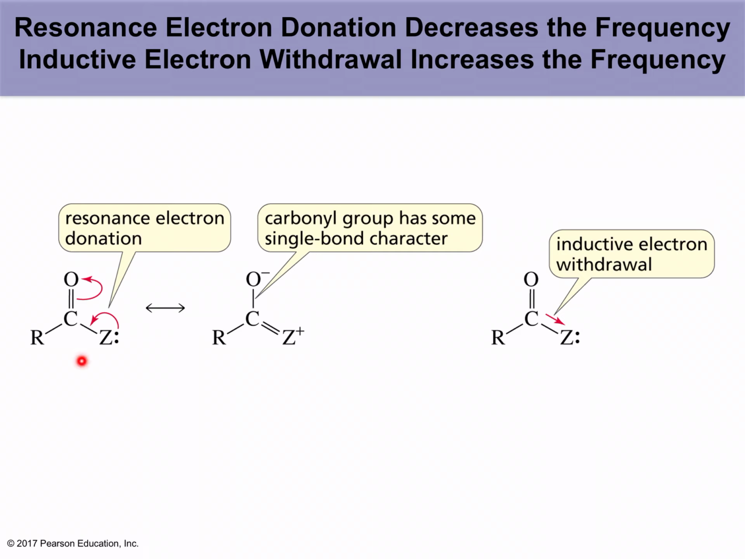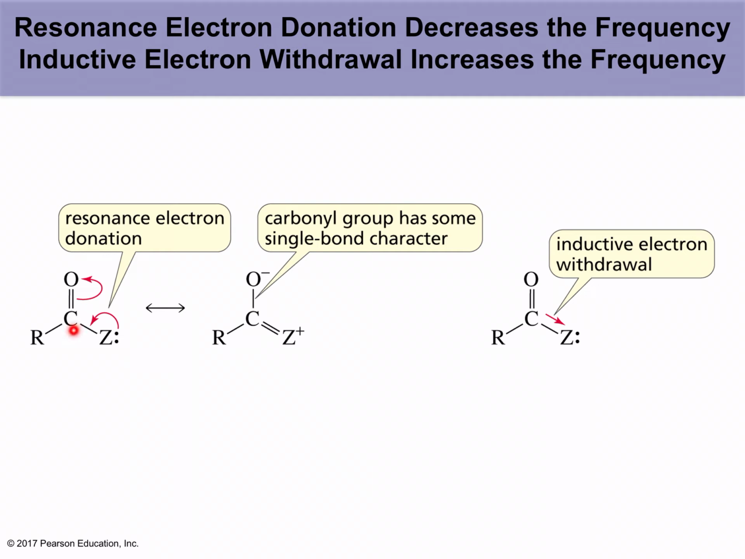So we can have some instances. You have a carbonyl group, and there is an atom next to it that, through resonance, can donate some electrons, and then the carbon and oxygen will become a single bond. So in this case you can have some double bond character and single bond character. What happened due to that? Resonance electron donation decreases the frequency. If something like this happens, it decreases the frequency of the carbon-oxygen double bond.